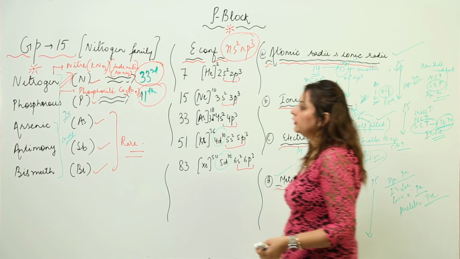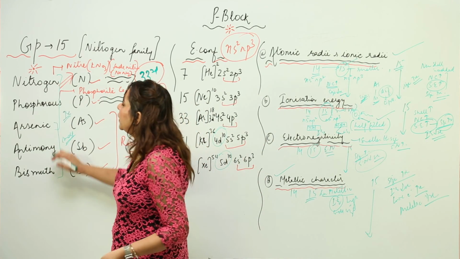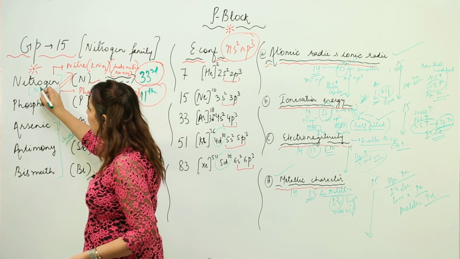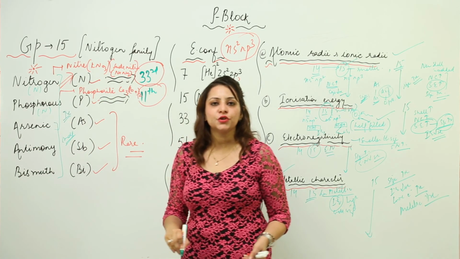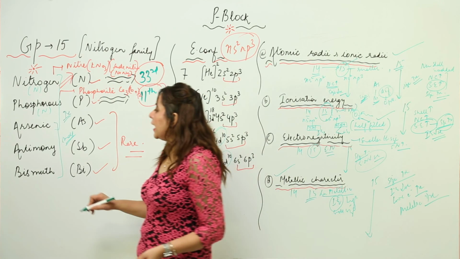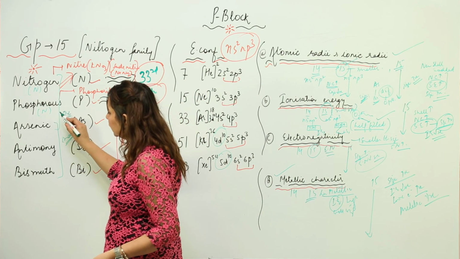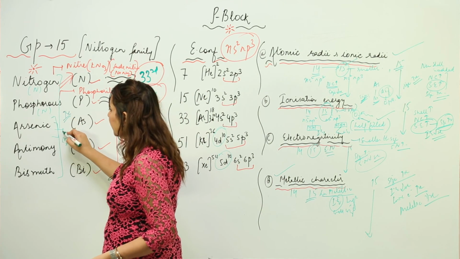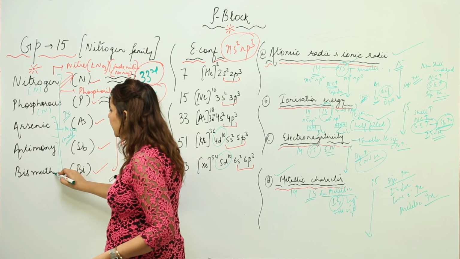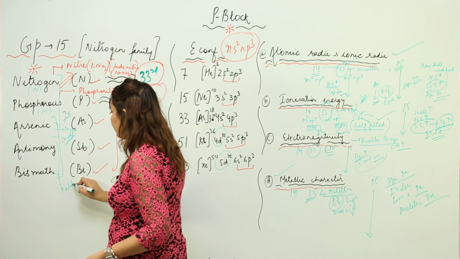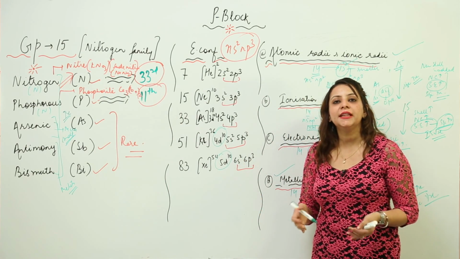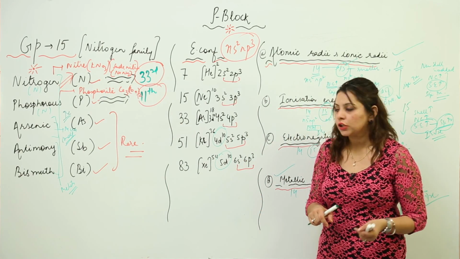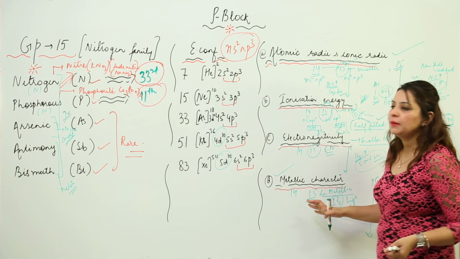If we talk about the metallic character for group 15, we see that nitrogen is a typical non-metal, phosphorus is a typical non-metal, because they have high ionization energy because of their small size. And we see that arsenic is a metalloid, and antimony and bismuth are typical metals because they have big size, they have low ionization energy, and they have a tendency to lose electrons. So this is how you are going to explain the metallic character.